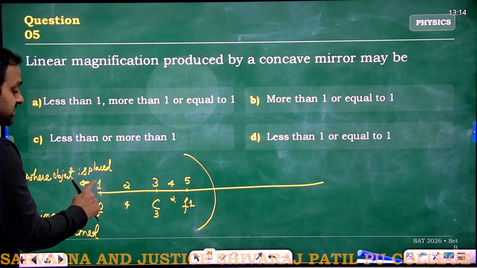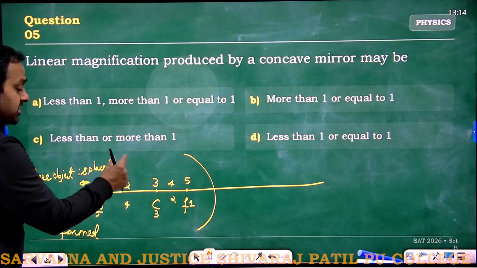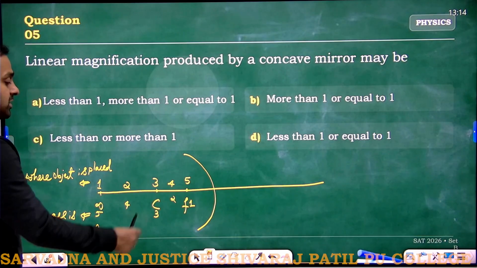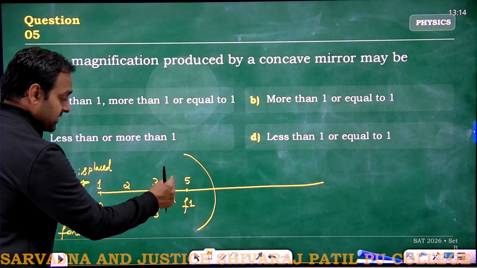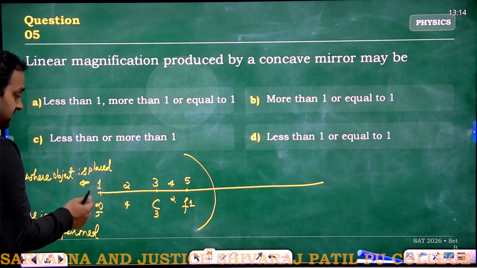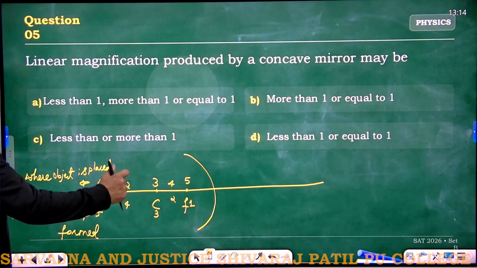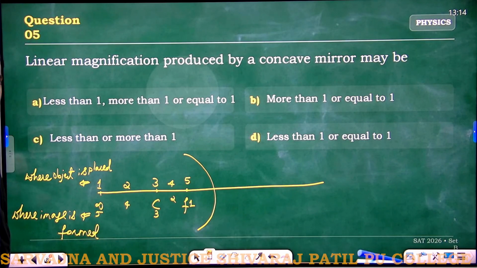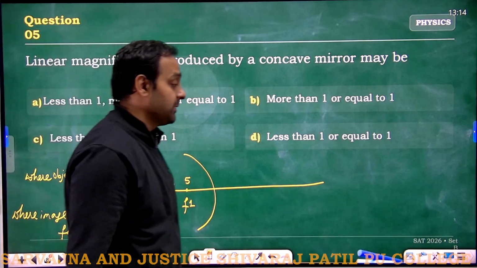If the object is placed at 1, the image will be at 1. The object is placed at 2, the image will be at 2. At 3, the image will be at 3. At 4, the image will be at 4. At 5, the image will be at 5. That is, if the object is placed at focus, the image is formed at infinity. So remember this trick, it will really help you.